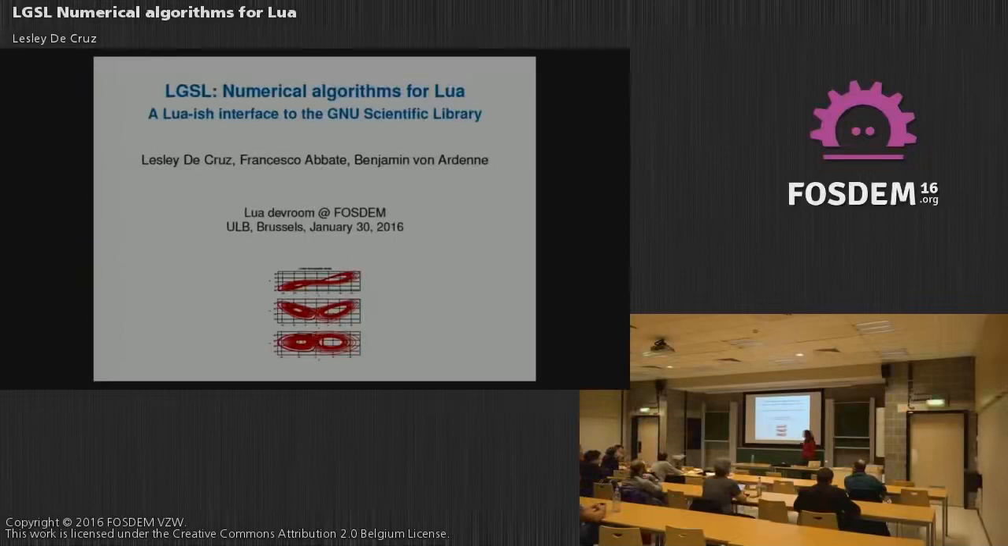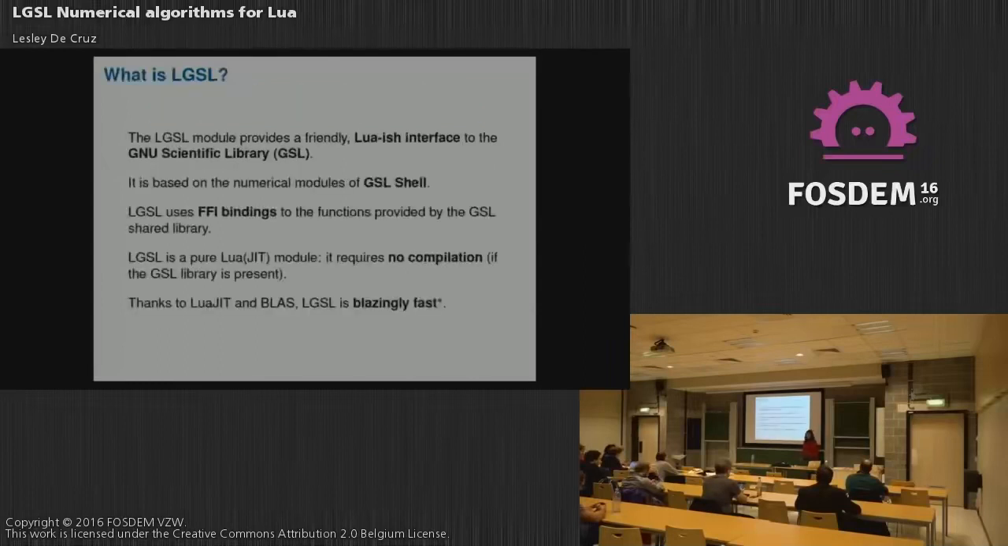I'm presenting Lgsl today, which is a Lua module for numerical algorithms. It gives you a very friendly Lua-ish interface to the GNU Scientific Library. I should stress I'm just one of the authors. It was actually started as GSL shell by Francesco Abate, with big contributions from Benjamin van Erden as well. So what is Lgsl exactly?